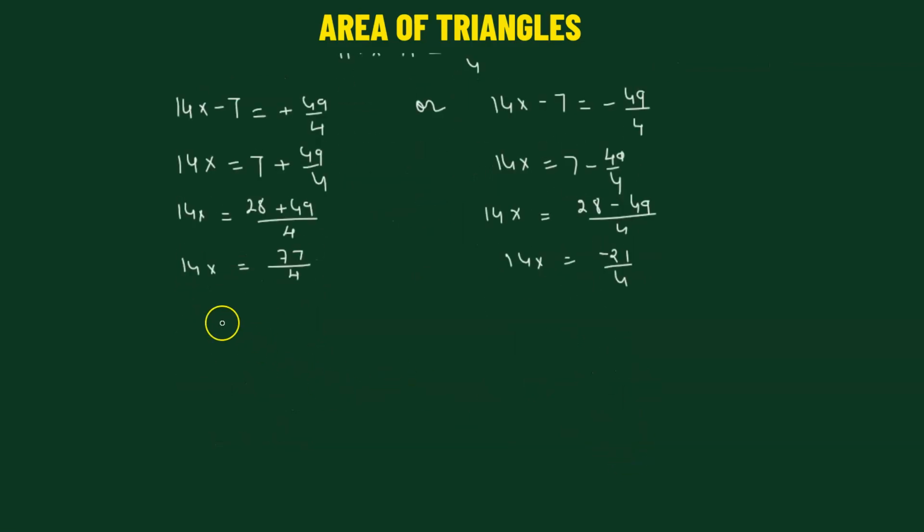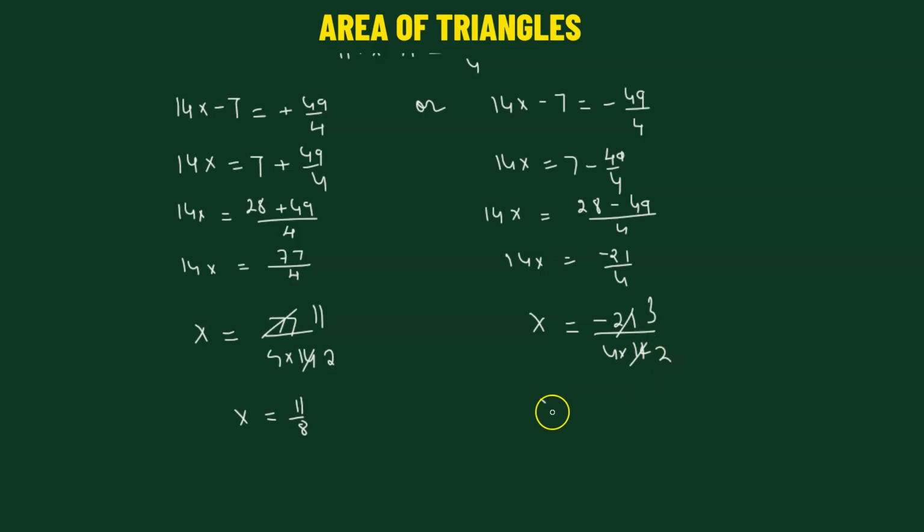We're going to divide 14x by 14, so we get x equals 77 divided by 4 times 14. Now 7 times 11 is 77, and 7 times 2 is 14. So x comes out to be 11 over 8. And in this case, we'll divide both sides by 14 to get negative 21 over 4 times 14. We have 7 times 3 is 21, and 7 times 2 is 14. So we have x equals negative 3 over 8. So we have two possibilities. So x could be either 11 over 8, or it could be negative 3 over 8. So these are the two values of x.